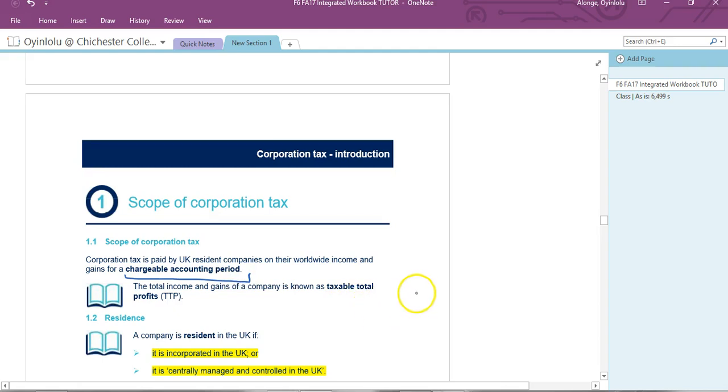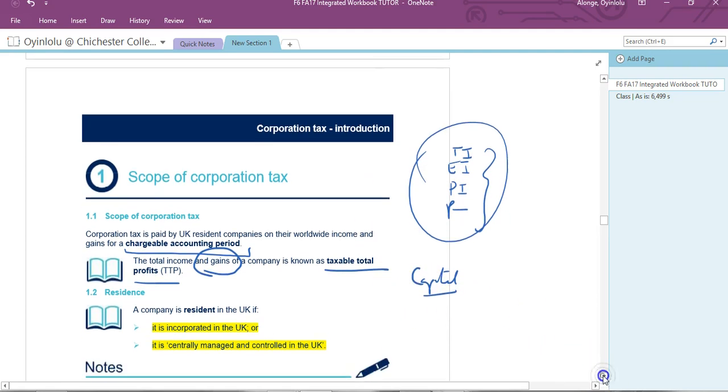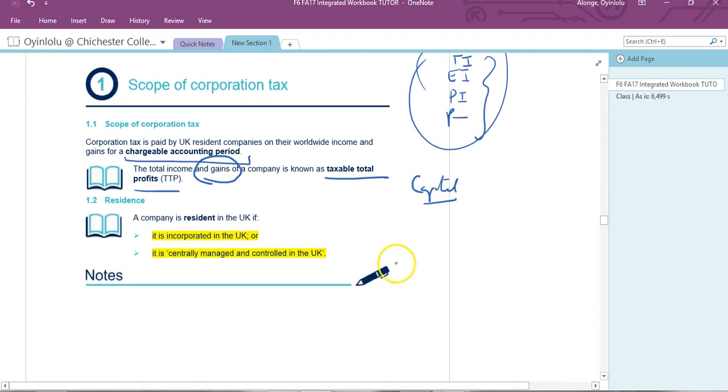What was also interesting here was that we included the capital gains that a company will make during the year as part of its taxable total profits. If you remember with the sole trader, we talk about trading income, employment income, pension income, and property income, but we never included capital gains with this. Capital gains are treated separately with their own annual allowance. But when we come to the company, we work out the capital gains as we go along.